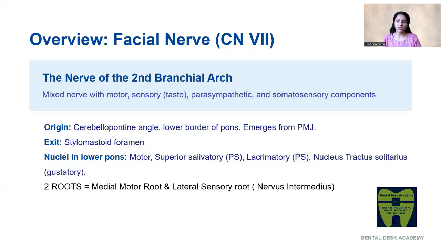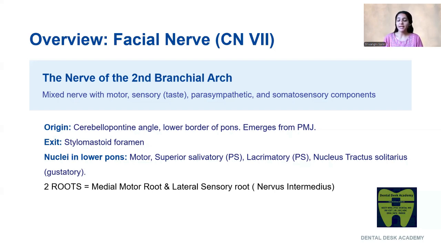Now, for the origin, it basically emerges from the pontomedullary junction. If you have seen the presentation on trigeminal nerve, I have specified that cranial nerve number 5 to 8, all of these emerge from the pons, and the facial nerve is specific. It emerges from the pontomedullary junction at the cerebellopontine angle. Now, it exits the cranium by the stylomastoid foramen. So it has a wide intracranial and an extracranial course.